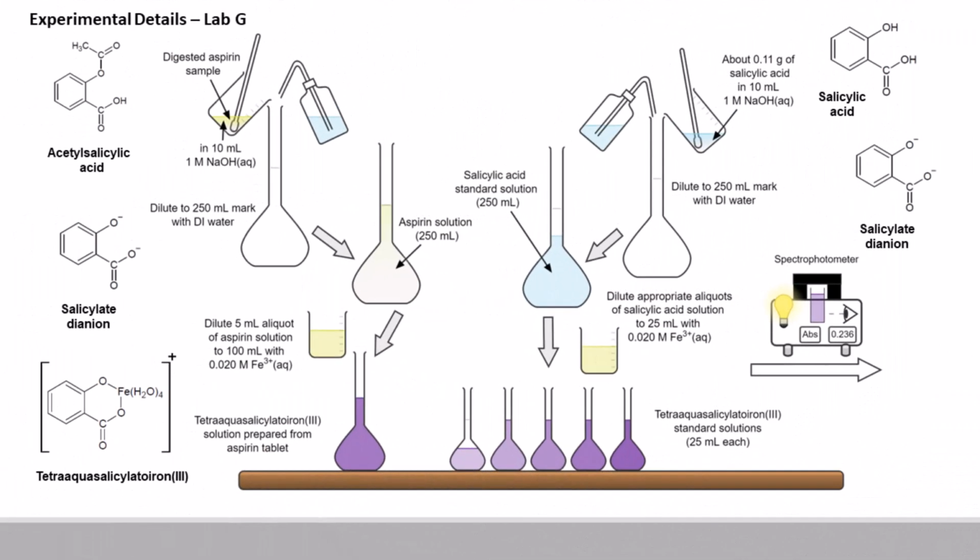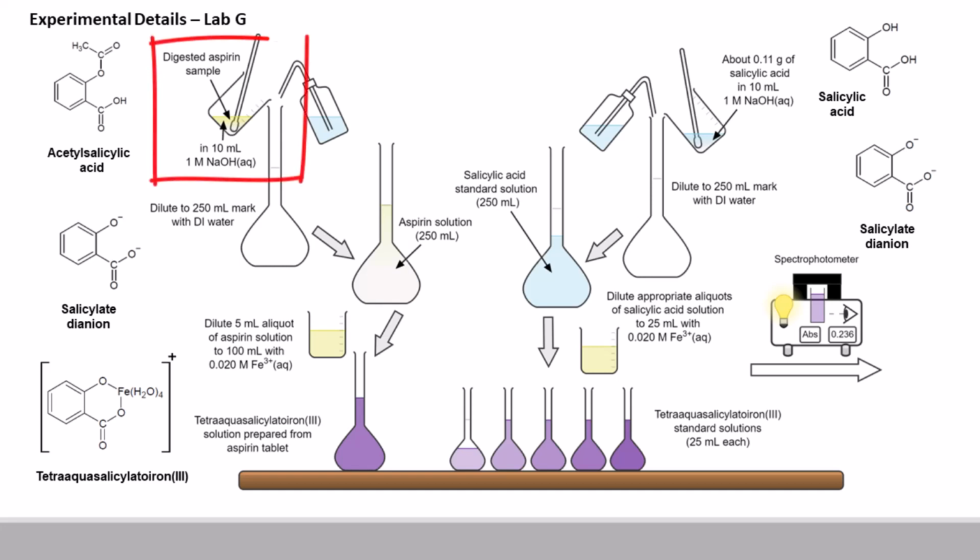This video demonstrates the steps required to do the spectrophotometric analysis of the mass of acetylsalicylic acid in a commercial aspirin tablet. Our goal is to use this analysis to assess the accuracy of a reported value of acetylsalicylic acid in the tablet. This diagram provides an overview of the steps in this analysis.